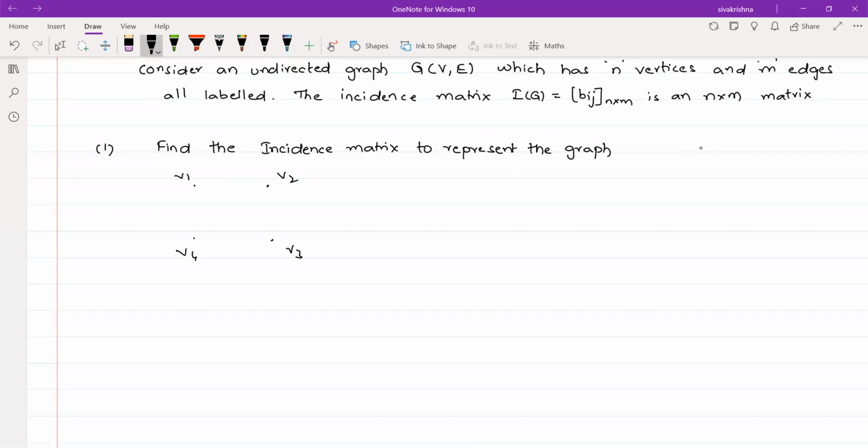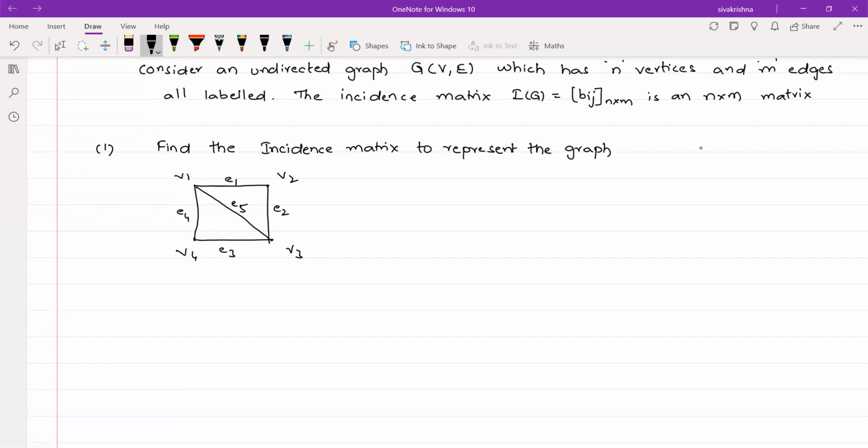Coming to the edges, from V1 to V2 we have an edge. From V2 to V3 also we have an edge. From V3 to V4 also an edge. And from V4 to V1 also an edge. And also from V1 to V3 an edge. All these are labeled: this is E1, this is E2, this is E3, this is E4 and this is E5. So this was the given graph. Of course, this is an undirected graph.